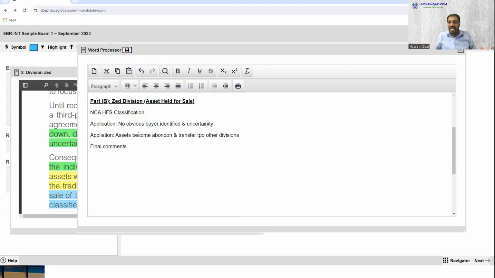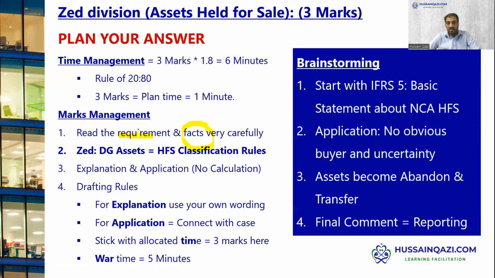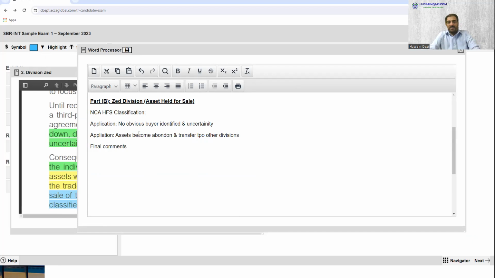So should we make a heading here? No, because the time is very limited. You have only 3 to 4 minutes to complete your answer. Total time is 6 minutes. If you have already invested 1 minute for planning, you have only 4 to 5 minutes. Then finally, put the comments.